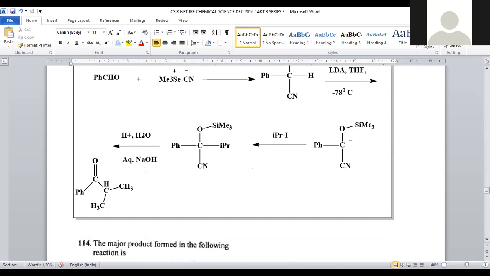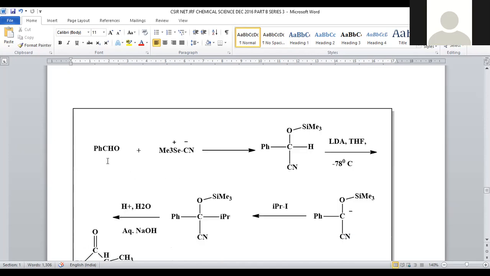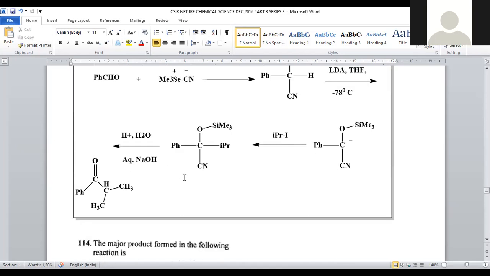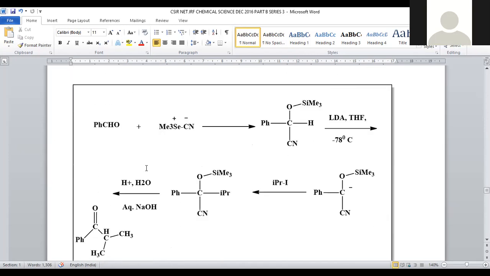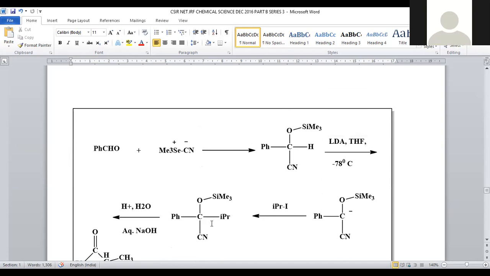Further, it is treated with H plus, and water will be added. Aqueous sodium hydroxide is also added, right? What it will do? It generates this ketonic group. This bond will be back-polarized. Subsequently, cyano group will be removed. Here we will get double bond O, and here the isopropyl group will be there. Simply, in this aldehyde, hydrogen is now replaced with isopropyl group by these many reaction sequence conditions.